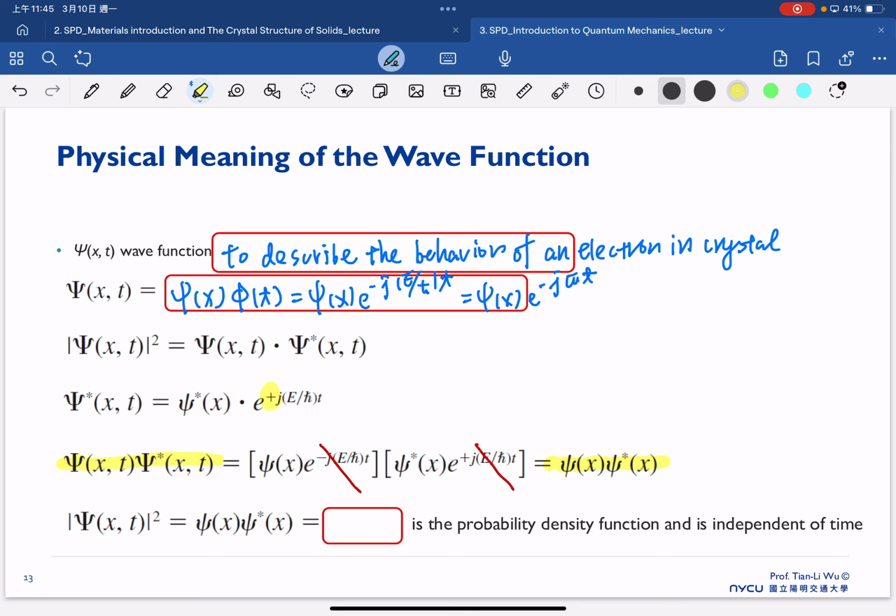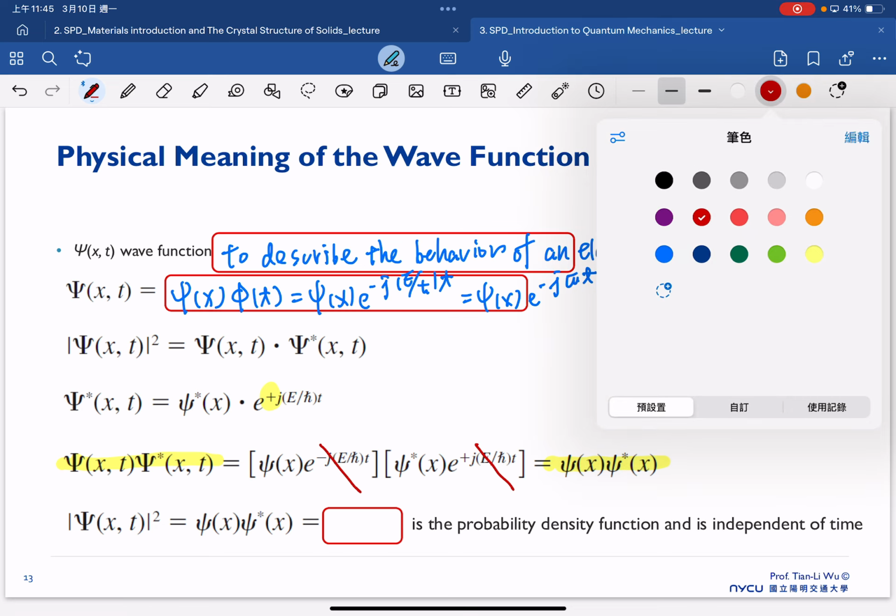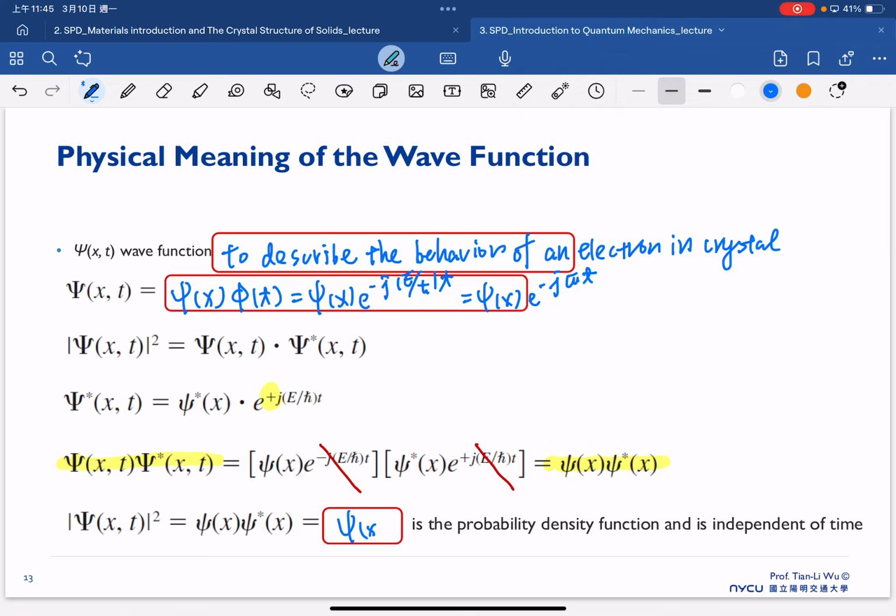So also this equation indicates that the phi x squared here. So now again, we're doing similar things. We try to eliminate the influence of time. We want to have the equation only location dependent. We want to have the equation that is time independent. So this equation indicates the probability density function and is independent of the time, and it's only dependent on the location.